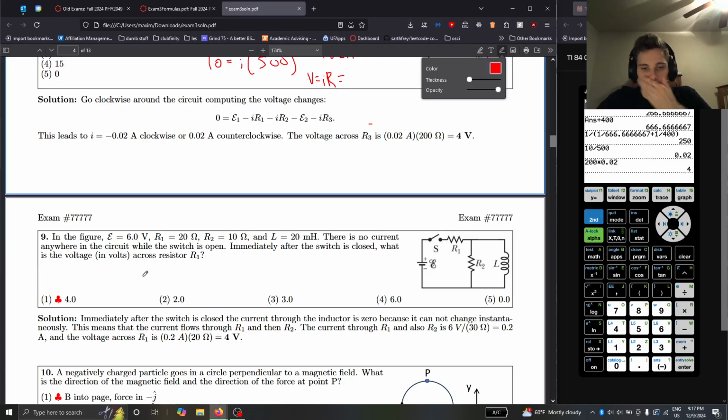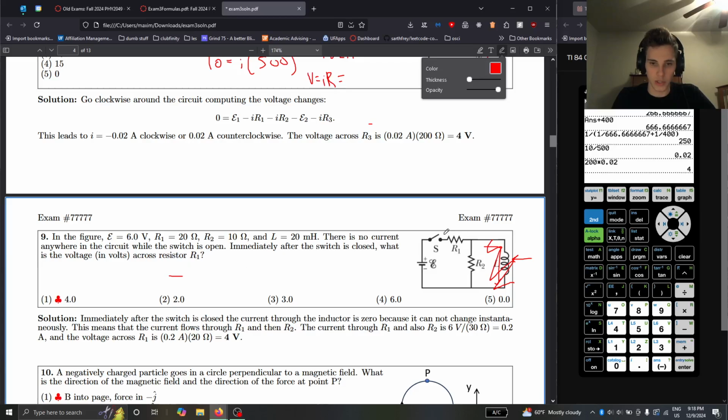Okay. There's no current. Switch is open. Immediately after the switch is closed, what happens? Well, what the inductor does is it tries to resist changes in current. We know that there is no current anywhere while the switch is open, right? That means that this line through the inductor had 0 current. Immediately after the switch closes, the inductor says, I'm not going to let a current change happen immediately. I'm going to stay at 0 current. So this all has 0 current and we don't care about it.